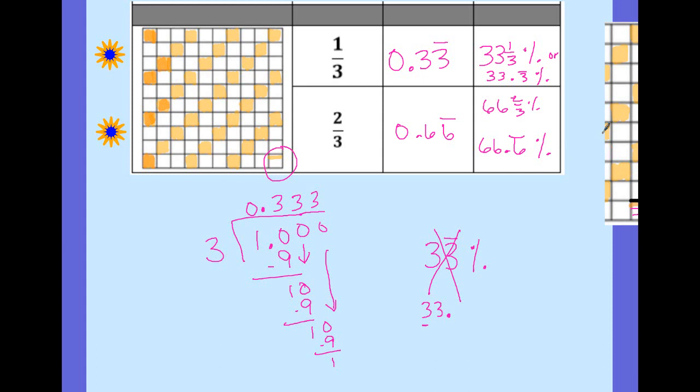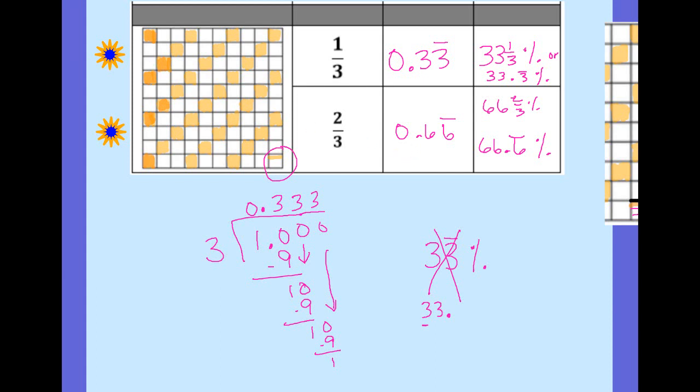So these are your benchmark FDP equivalents. These are the ones that we feel in 6th grade you need to have memorized. Okay? So you need to practice memorizing them, and not just going from fraction to decimal to percent, but if I give you the percent, 66.6 repeating percent, you should be able to tell me, oh, that's 2/3, or that's 0.66 repeating.